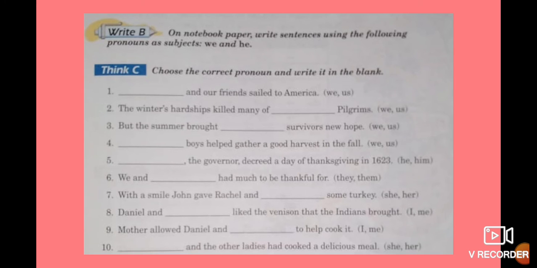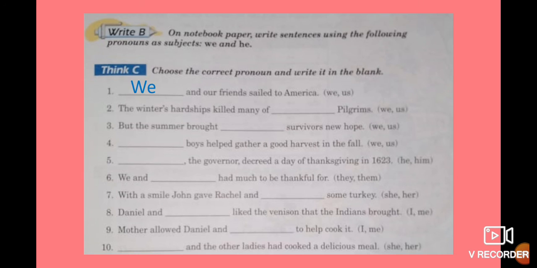Let's see. Now we continue on page 157. This one is exercise C. In that case, we choose the correct pronoun and write it in the blank. That means you choose only one. At the end of every sentence, you have two options of pronoun. One of them is subjective and the other one is objective. So we choose only one.